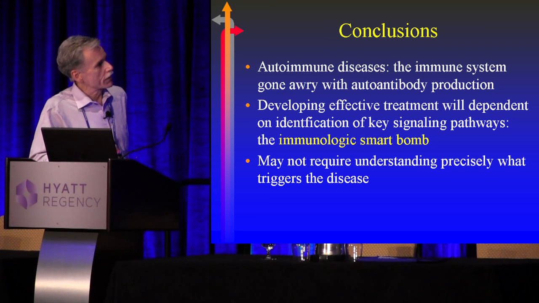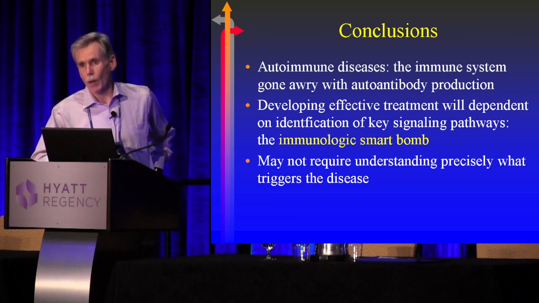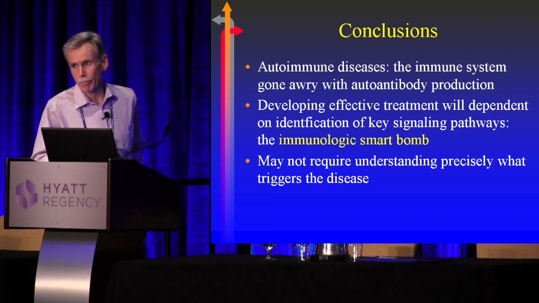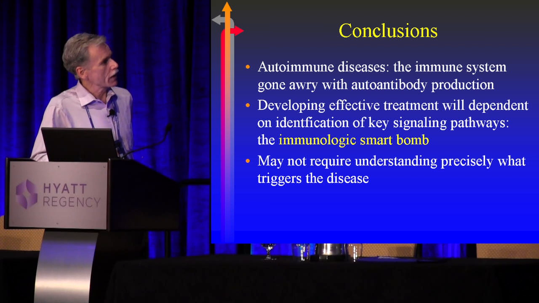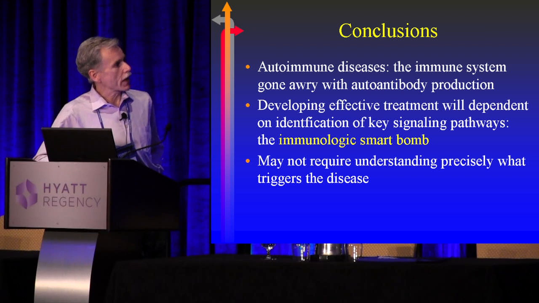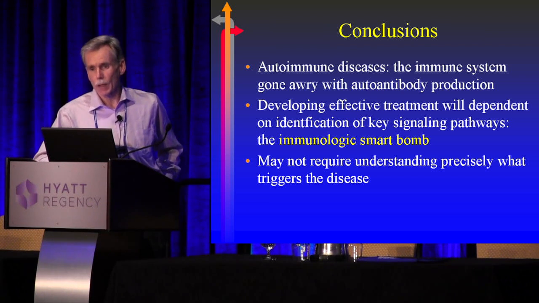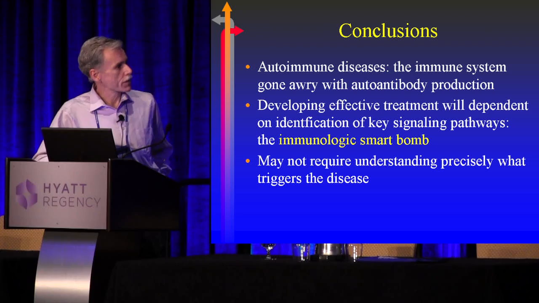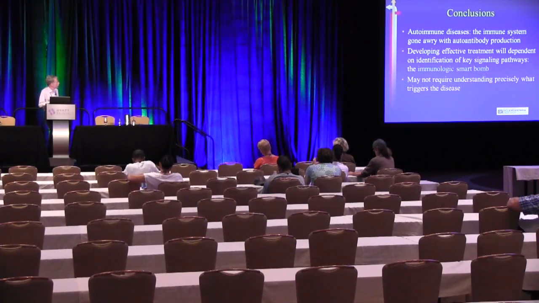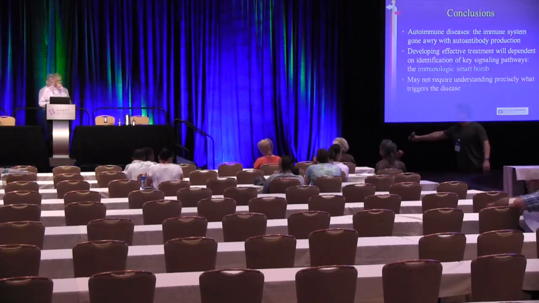I've tried to make the case that developing effective treatment will be dependent on identifying which of those key signaling pathways are the best target. That is the development of an immunologic smart bomb. But what's interesting about all this is that it may not necessarily require understanding precisely what triggers the disease in genetically susceptible folks, just like rheumatoid arthritis. So why don't I stop there and see if there are any questions about any of that. It's kind of a lot of information.